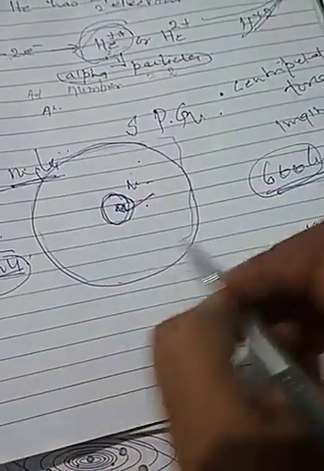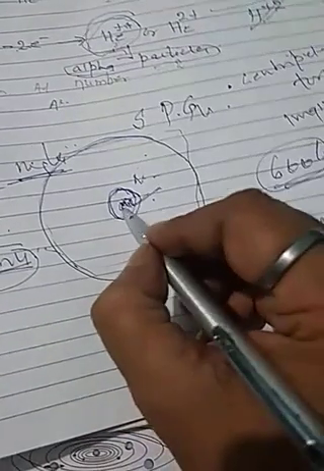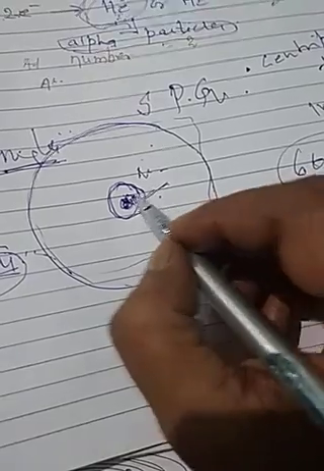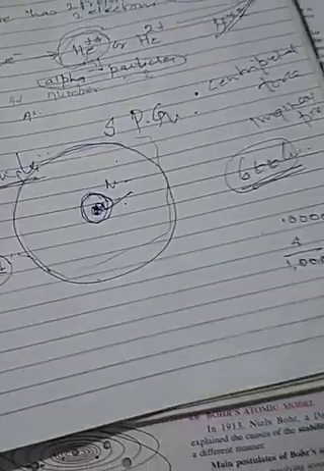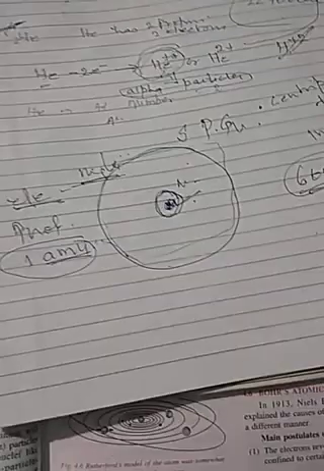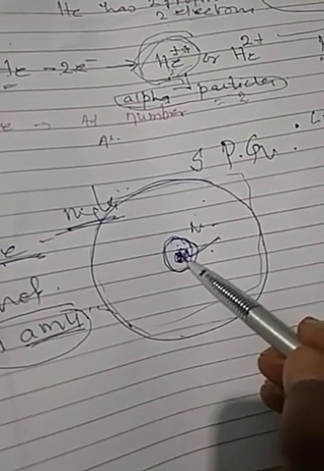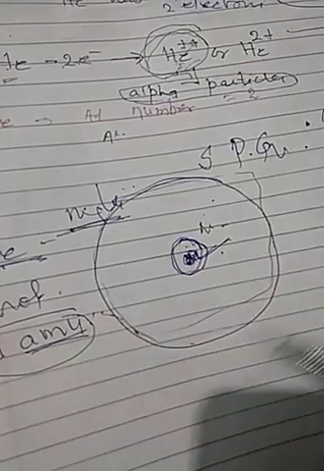If it is your school playground, and at the center of the ground we put a cricket ball, how will you compare them in terms of size? How many times is the ground bigger than a cricket ball? The ball is very, very small. Likewise, the nucleus is very, very small in comparison to the atom.